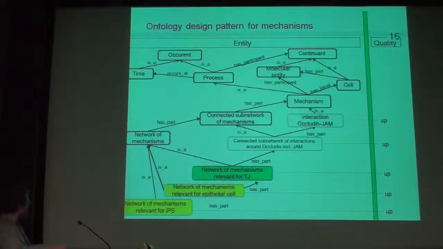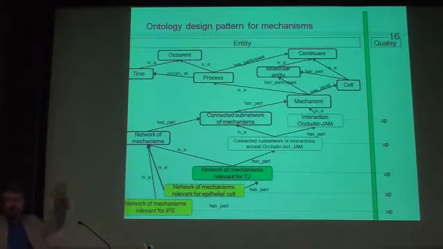And we can also be more specific here that we say the network of mechanisms relevant for the IPS has a part that is a network of mechanisms relevant for epithelial cells, for tight junctions, for octodine and gem-related interactions, for the interaction of octodine-gem. So there is a has-part relation from here to here that's based on literature knowledge. So the literature tells us this. They've recently demonstrated IPS is actually part of the IPS process is that an epithelial phenotype forms, which has tight junctions and so on.